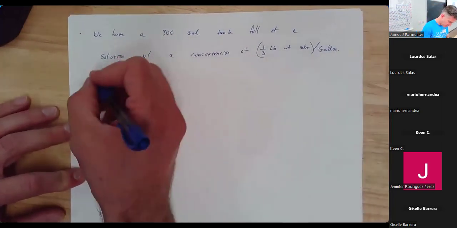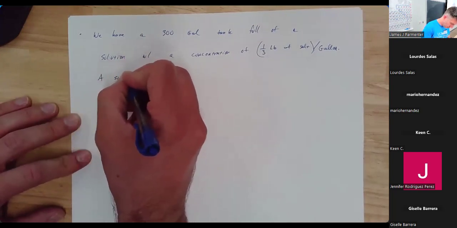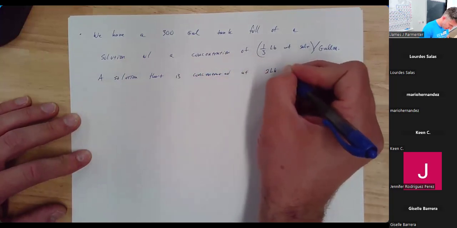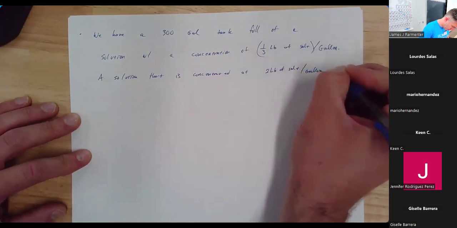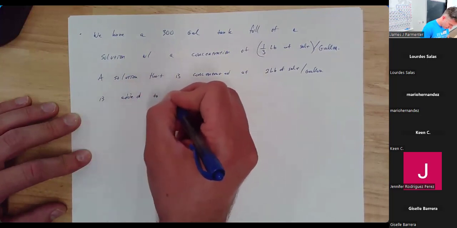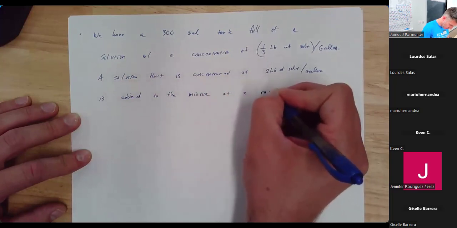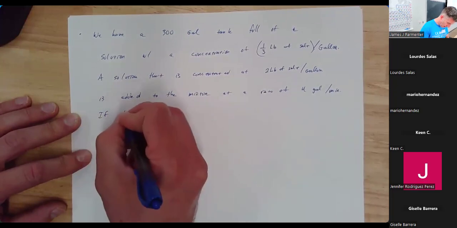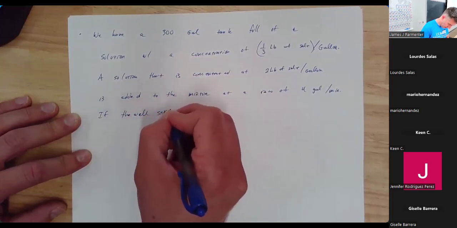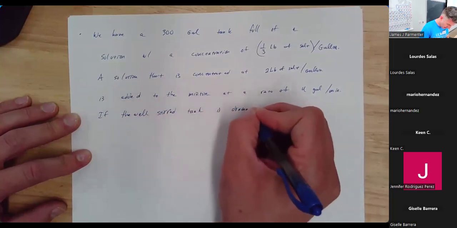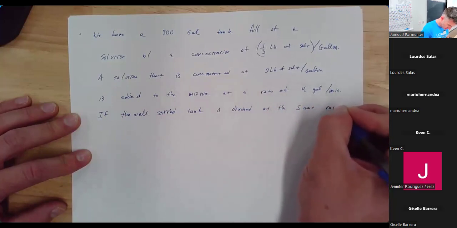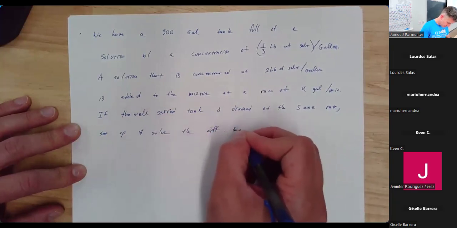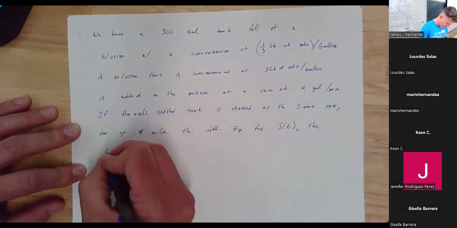So, continuing on here, a solution that is concentrated at 2 pounds of salt per gallon is added to the mixture at a rate of 4 gallons per minute. If the well stirred tank is drained at the same rate of 4 gallons per minute, set up and solve the differential equation for S of T, the amount of salt in the tank at time T.